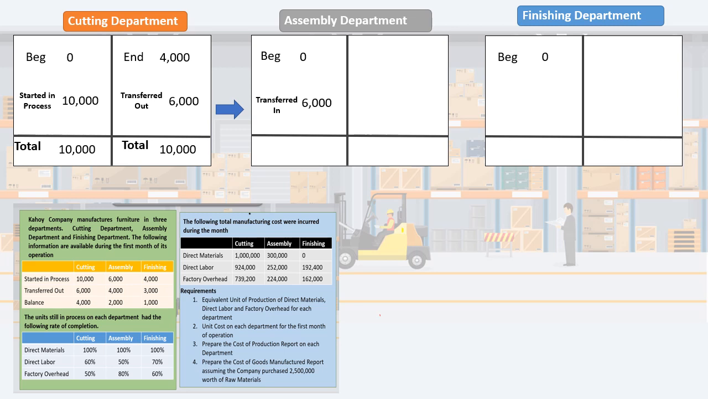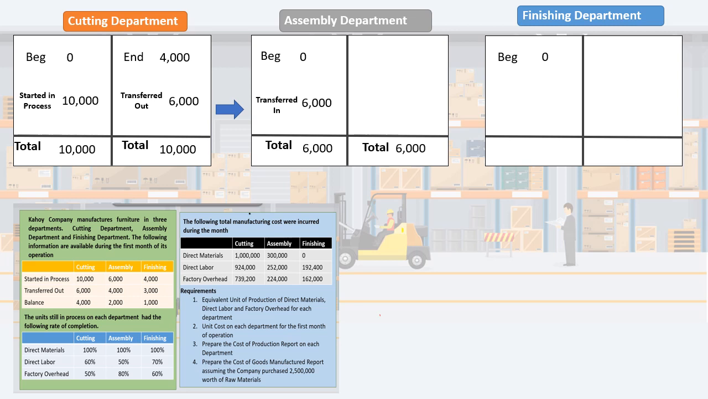Okay, so same procedure lang doon sa cutting department. So sa assembly department, i-add nyo lang po yung beginning balance in units plus transferred in na 6,000 units na nanggaling doon sa cutting department. So the total goods placed in process in units is also 6,000 units. So same case, i-forward lang natin siya sa right side. Then explain nyo lang po kung ano nangyari dun sa 6,000 units na yan.